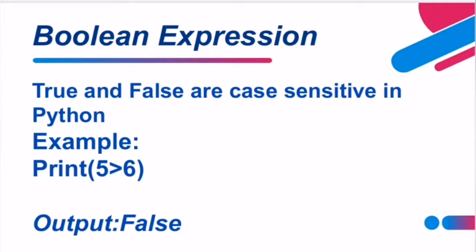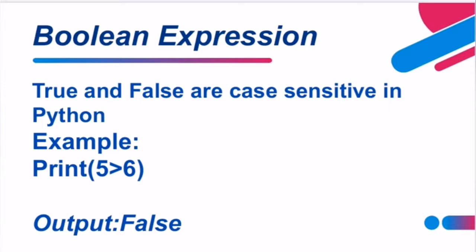Before we learn about decision making and loops, we need to understand Boolean expressions. Consider this example. Here 5 greater than 6 is a Boolean expression. This expression evaluates to either true or false. In the above example, it evaluates to false as 5 is not greater than 6.